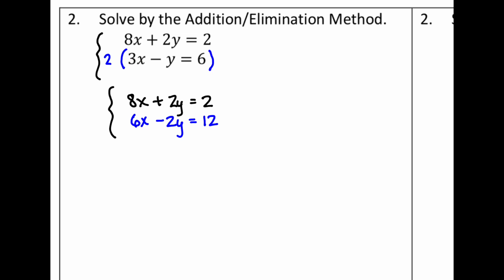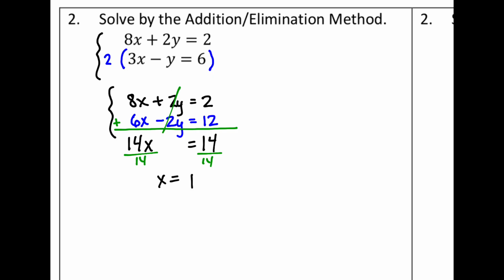Okay, so now I can add them up. If I add these up, the y terms are eliminated. They cancel. What do I have left? So I have 14x equals 14. They were being nice in this one. So divide by 14 and I get x equals 1.